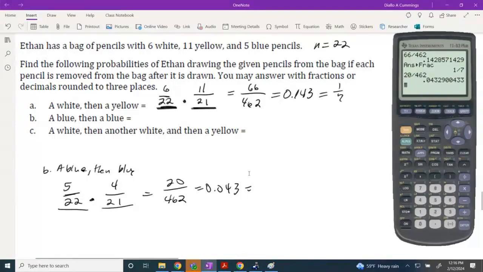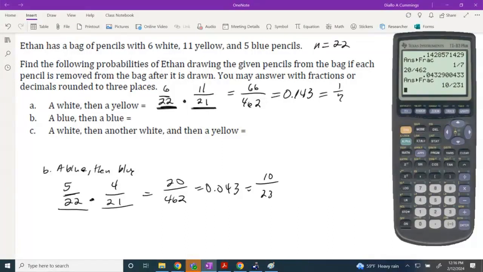If you wanted to answer it as a fraction, you just want to make sure that the fraction is in lowest form. So I'm going to hit math. I'm going to choose that first option. I'm going to hit enter again. So we get 10/231. All right, any questions about B?